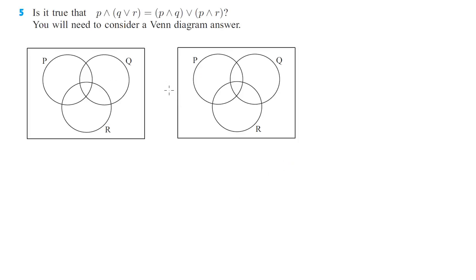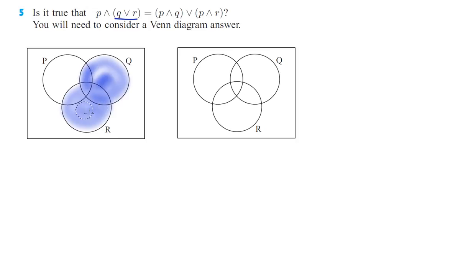Number 5, is it true that P and Q or R is the same as this? So let's just make a couple of those in the Venn diagrams and we'll call that good. So Q or R is going to be the gray. So Q or R, that's all of this here.